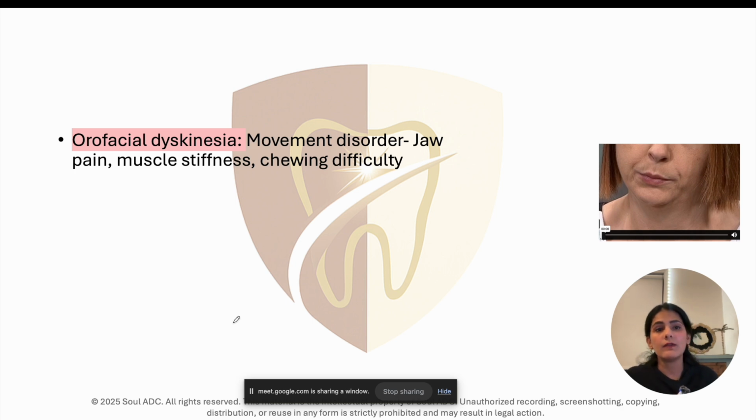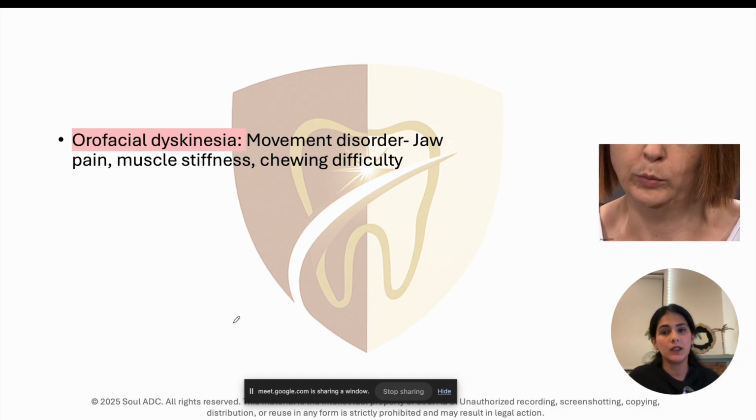Then we have orofacial dyskinesia. Now what happens in this is the patient is repeatedly moving muscles. It could be because of the tongue moving a lot, or it could be other muscles that might be moving and causing problems. So if you see this one, see how the patient is moving, and it is involuntary in nature. Patient cannot control it. So this condition is your orofacial dyskinesia.